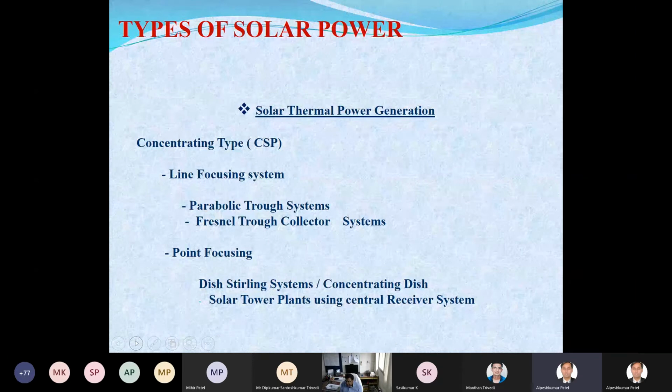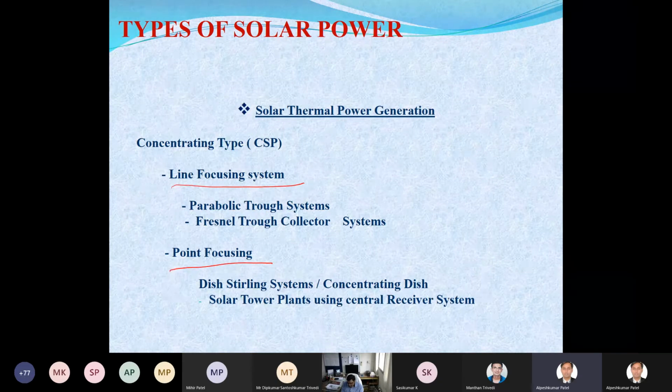focusing types or concentrating type, and there the intersection area is much higher than the receiver area in order to have the higher concentration to have the higher temperature. So again they are classified as the concentrating type. So line focusing and the point focusing. So in line focusing, the parabolic trough, Fresnel trough.